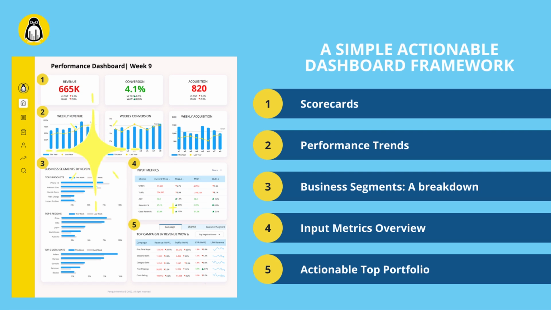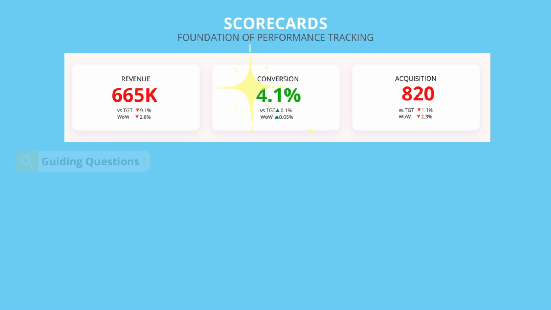Performance trends, showing how metrics have evolved over time. 3. Business segments, a breakdown across various sectors such as product lines, regions, or customer segments. 4. Input metrics overview, a summary of the underlying factors that influence your output metrics. 5. Actionable top portfolio, a prioritized list of areas that require attention or improvement. We will go into more detail on each of these elements and how they contribute to an effective, actionable dashboard.